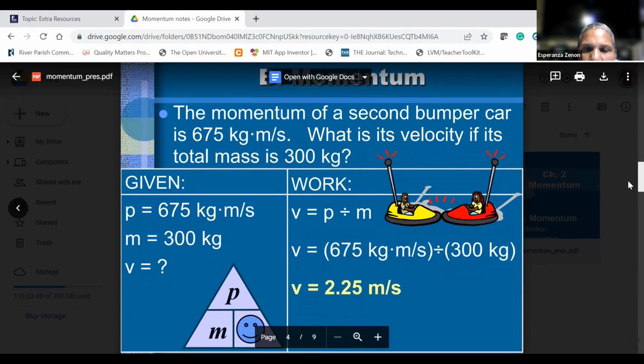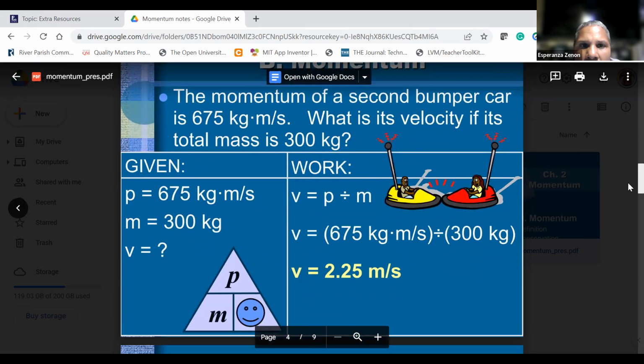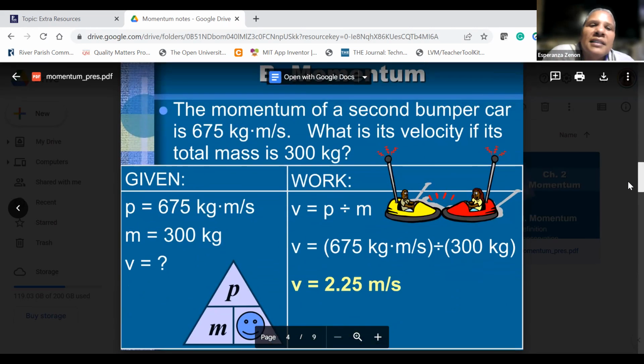Here's another example of using the momentum formula. The momentum of a second bumper car is 675 kilogram meters per second. What is its velocity if its total mass is 300 kilograms? So this time they gave us the momentum and the mass. And if we want to find the velocity, remember with the pyramid, whatever you're looking for, that's what you cover up, and then you multiply or divide. So in this case, we're looking for velocity. So we have to divide momentum by mass. So that becomes 675 kilogram meters per second divided by 300 kilograms. That gives us a velocity of 2.25 meters per second.